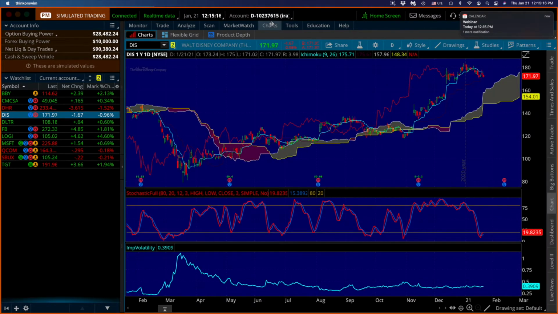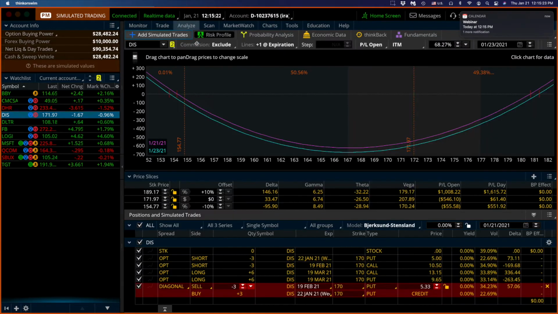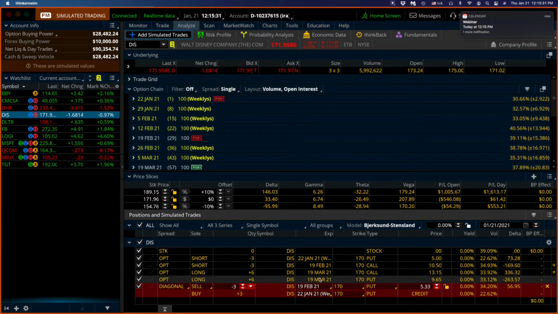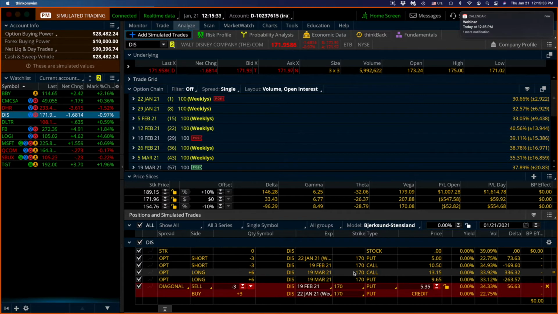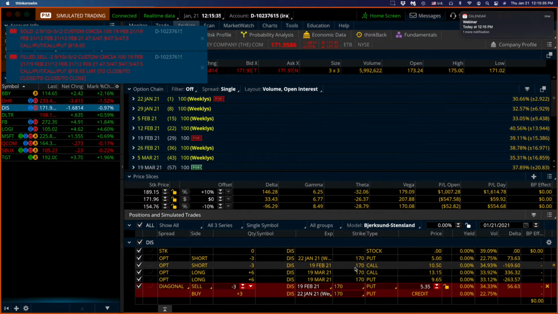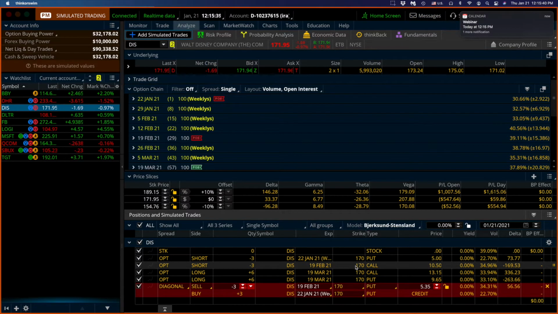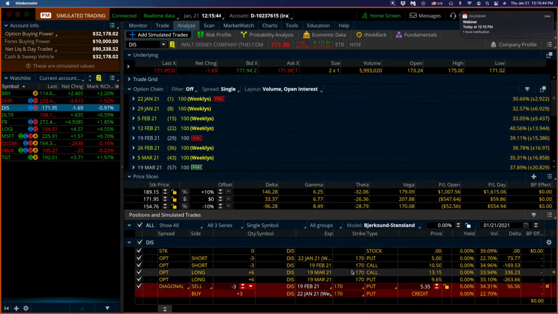Let's take a look at the chart. Yeah, we can do the sell and neutralize the trade by selling one more call. Okay, so let's go to add simulated trades. You see I have 6 calls long and 6 calls short. So that was the Comcast trade that was filled. Okay, so I could sell one of these calls in addition to do the rollover.